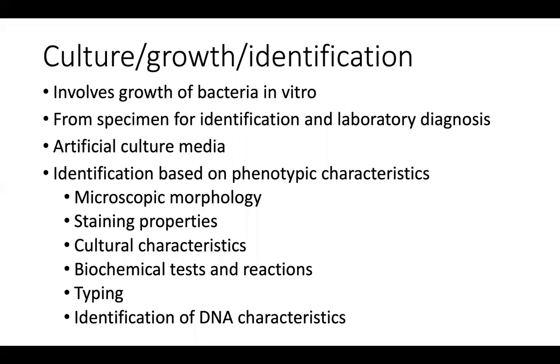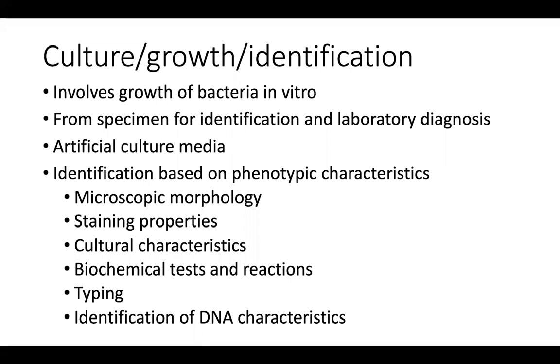But for the phenotypic characteristics, we are interested in the microscopic morphology. As I said, we'll use the light microscope. So what is the shape of this bacteria? Is it round, which we refer to as cocci, or is it a bacillus? Is it gram-positive or gram-negative? That's the staining properties. If you use a gram stain, is it gram-positive or gram-negative?